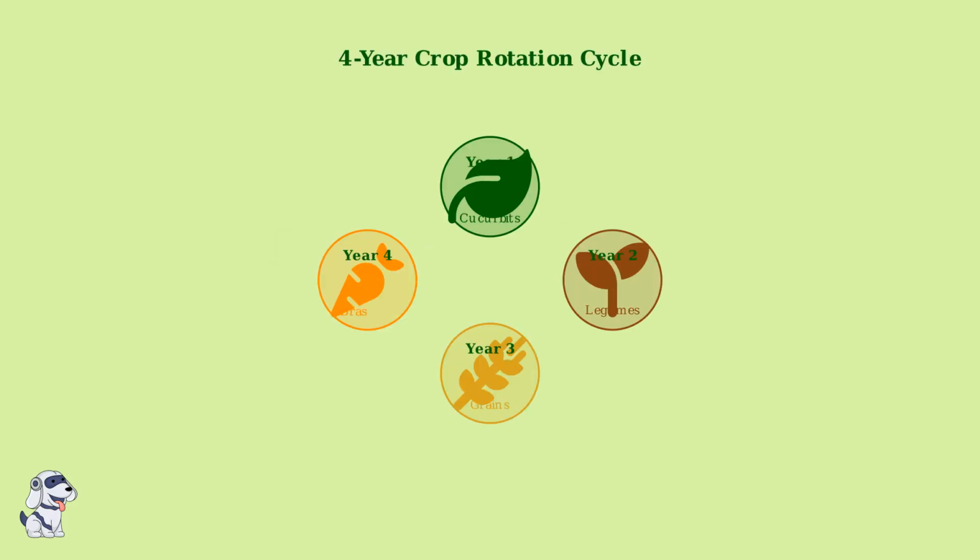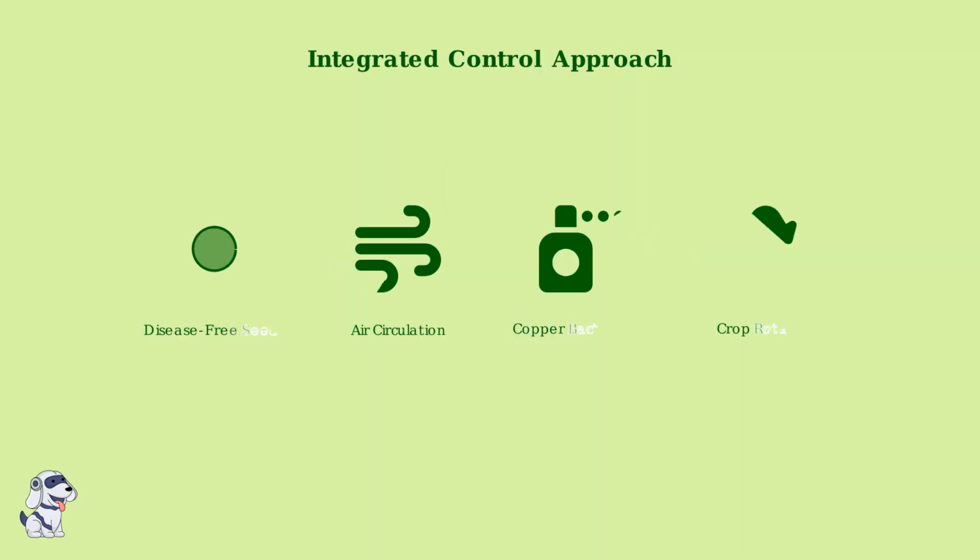Crop rotation is essential for breaking the disease cycle. By rotating cucurbit crops with non-host plants, we prevent Pseudomonas bacteria from building up in the soil over time. These 4 strategies work best when used together.